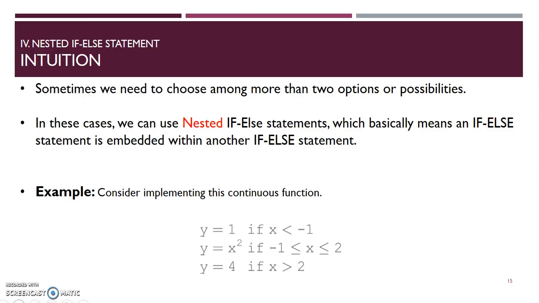Let's say I have been given a continuous function that has various shapes depending on the input x. If x is less than -1, then the function simply returns 1. If x lies between -1 and +2, then the function returns x squared. Finally, if x is larger than 2, then the function returns 4. Let's see how we can implement this function in MATLAB.